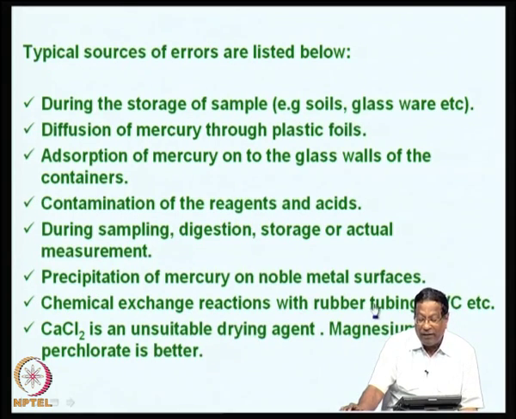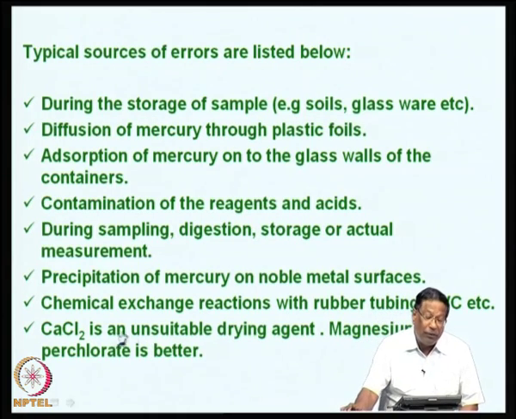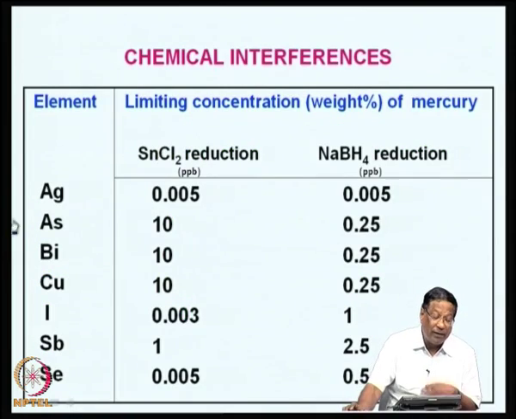Chemical exchange reactions with rubber tubing, PVC, etc., are quite possible. And calcium chloride is an unsuitable drying agent, it is not suitable. So, you should use magnesium perchlorate, that is better. So, some of the sources of errors are like this.